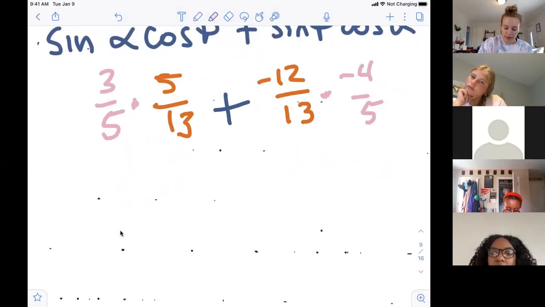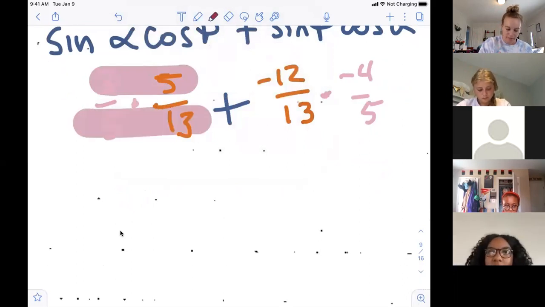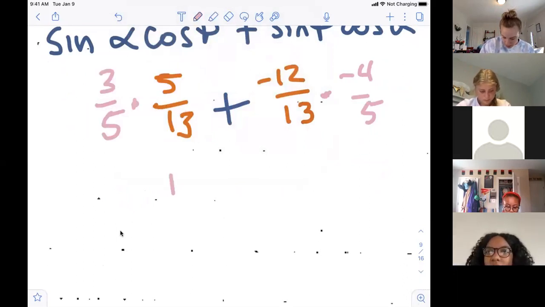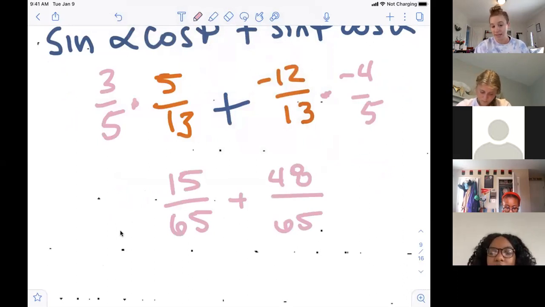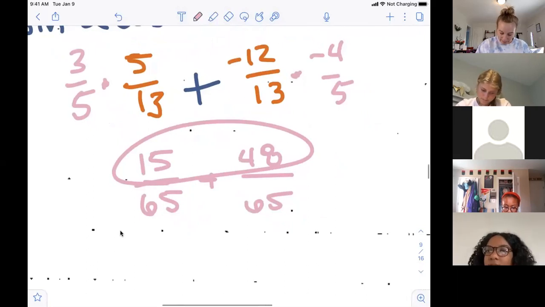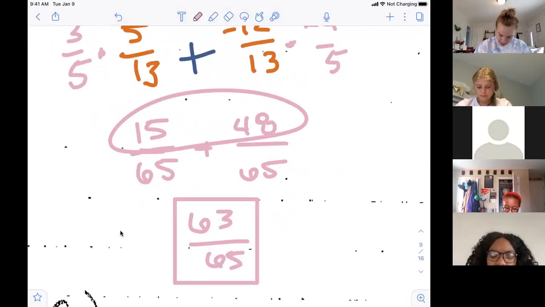So remember, when we're multiplying fractions, you have to do the tops together and then the bottoms together. That was an unhelpful highlight. 15 over 65, I think. Yeah. And then negative 12 times negative 4 is a positive 48 over 65. And again, I didn't simplify because now I'm easily able to add 15 and 48, and that becomes 63 over 65. And that's my answer.